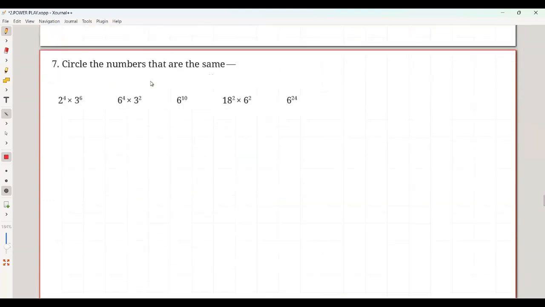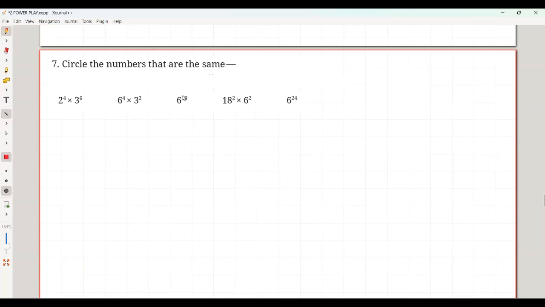Seventh one: circle the numbers that are the same. By seeing this, 6 to the power 10 and all is coming. You cannot find out 6 to the power 10. 6 into 6 into 6 into 6, if you are writing 10 times, it will become a large number. We are not going to simplify it. So instead of simplifying it, we are going to write in the form of exponents and powers, then you will just check it out.